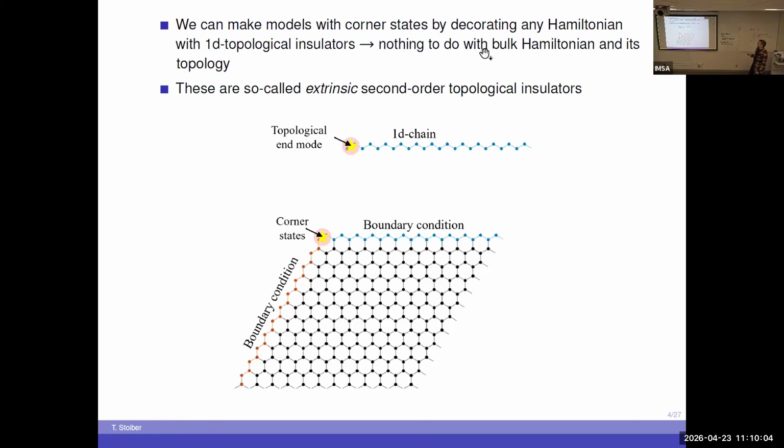In any case, what I wanted to say is that, morally speaking, you get this by decorating any insulator, and it has nothing to do with any kind of topology in the bulk. It's completely irrelevant what the bulk is doing. That was my whole point. Yes, that's why they are called extrinsic topological insulators.